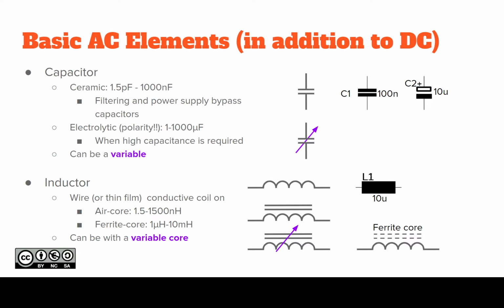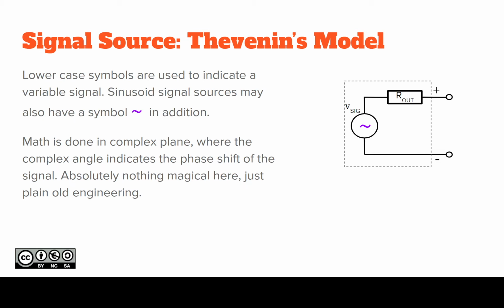Okay, so those are the elements. Then about the signal sources. A usual way of marking a signal as a variable of time is to use lowercase letters.